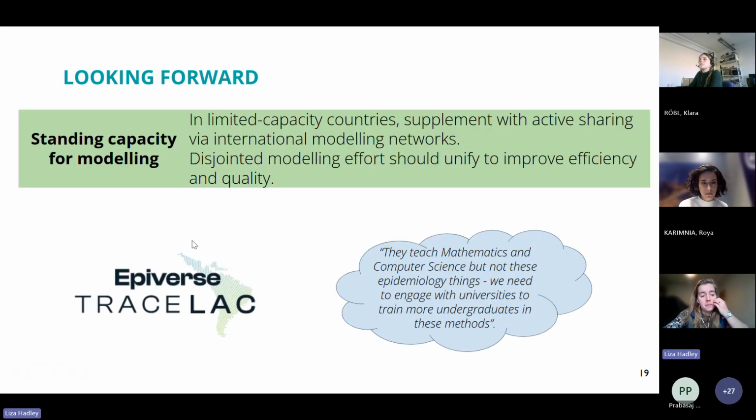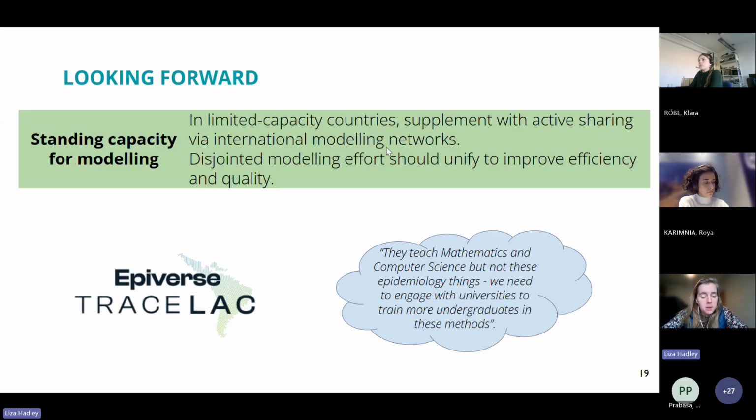Number 3, standing capacity for modelling. So in limited capacity countries, supplement with active sharing via international modelling networks. Disjointed modelling efforts, this is the type 4 I was referring to, are encouraged to unify to improve efficiency and quality. As we were writing up the paper, we saw a really nice example of limited capacity countries training more modelling. So I've just included it here.